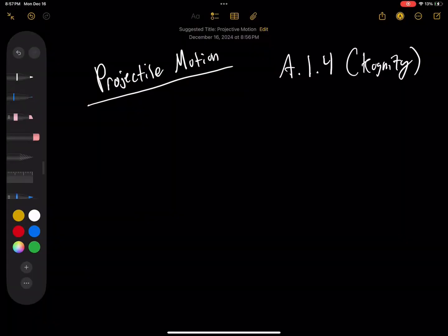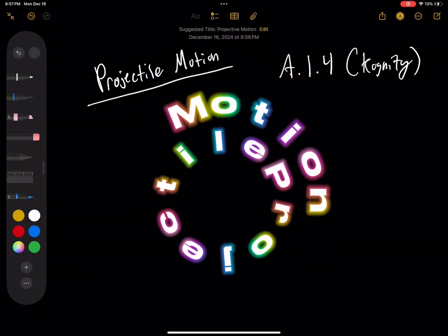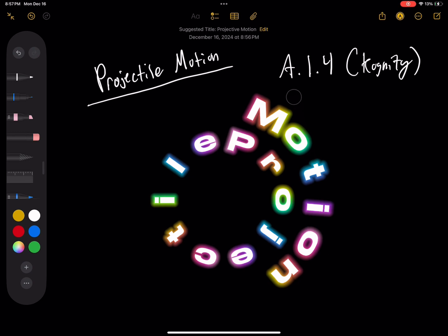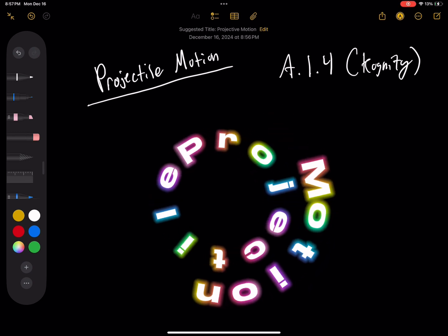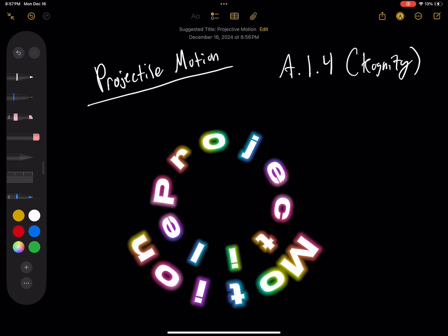Hello, today we're going to be talking about projectile motion from topic A.1.4 from Kognity. I love projectile motion. I love throwing things out of buildings.